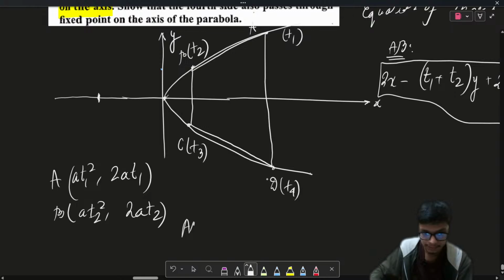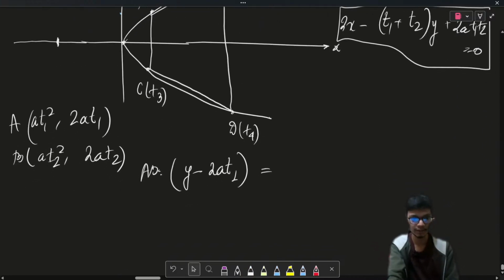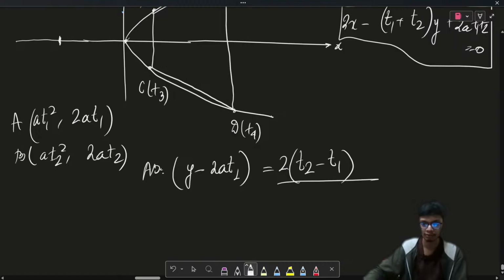So from here the equation of the line can be given as y minus 2a t1 is equal to slope times x minus that point. So the slope will be 2 times (t2 minus t1) divided by, so a will be cancelling out, so I am simplifying it and writing it over here. And then we have t2 square minus t1 square.